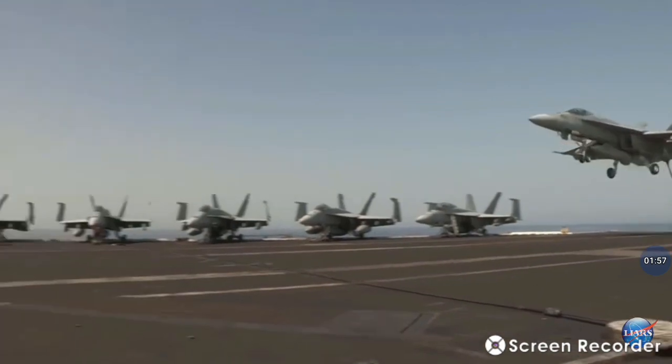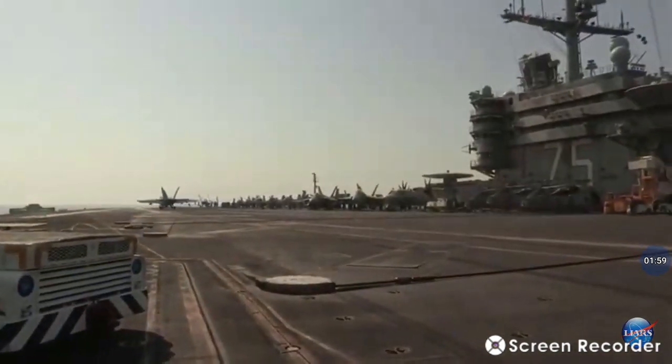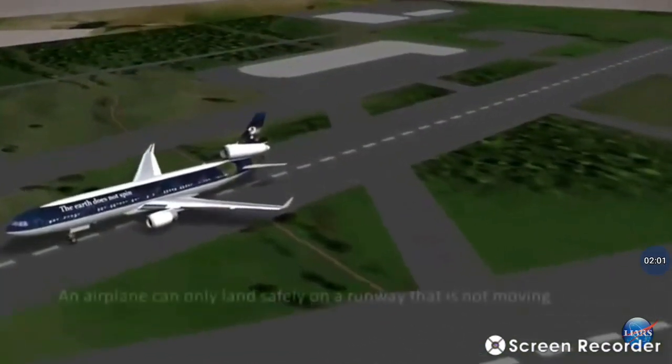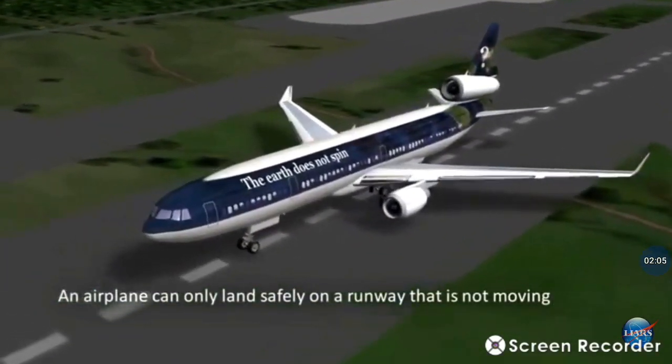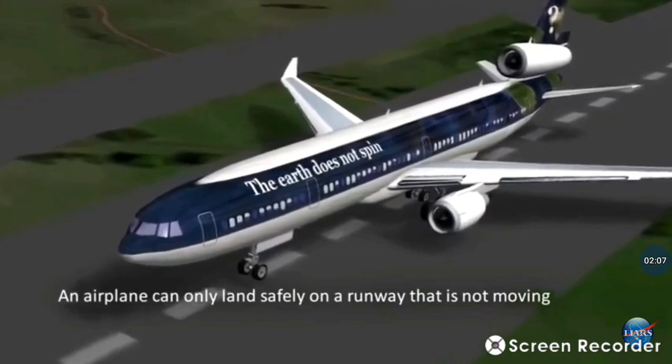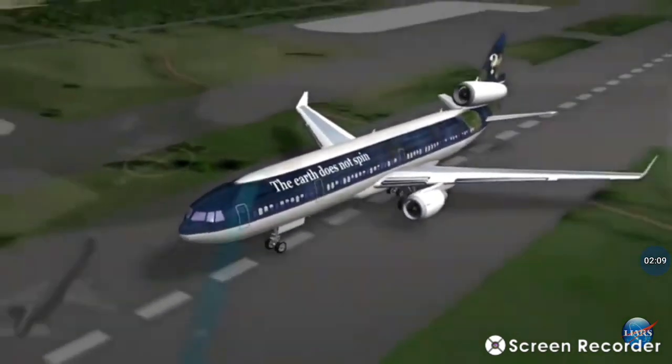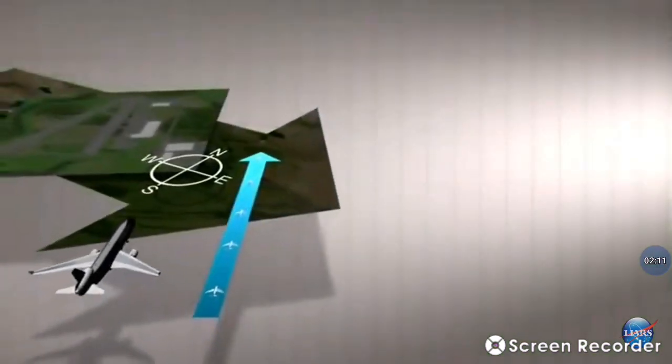It would be like landing a jet on an aircraft carrier, only a much bigger jet full of passengers. However, runways do not all run east to west or west to east. They run north to south and south to north and everything in between. This is a problem for the globe model as taught in school.